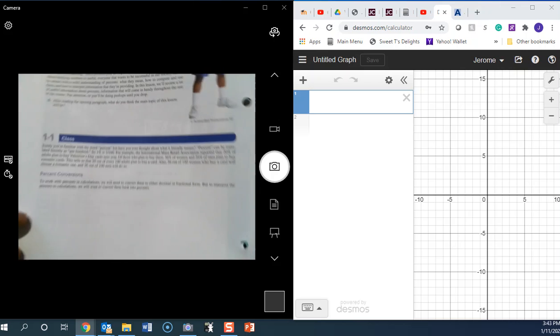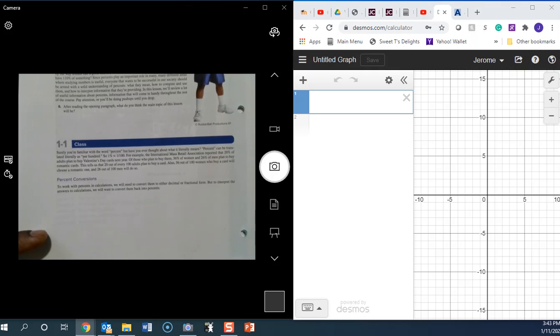Now, at the bottom here, it says, surely you're familiar with the word percent, but have you ever thought about what it literally means? Percent can be translated literally as per 100. So 1% is 1 over 100.